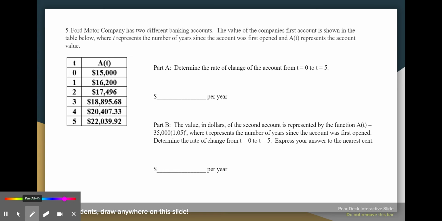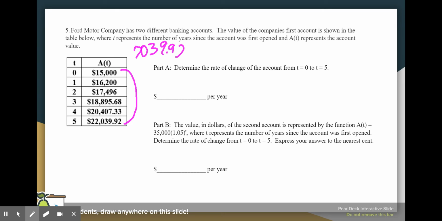So this first one that we did up here, we said that it was 8%, which it is. But to see the rate of change, we would subtract this from this. 22,039.92 minus 15,000 is 7,039.92. We're going to divide it by the number of years, 1, 2, 3, 4, 5. And that's going to give us the average rate of change, which is $1,407.98 per year.